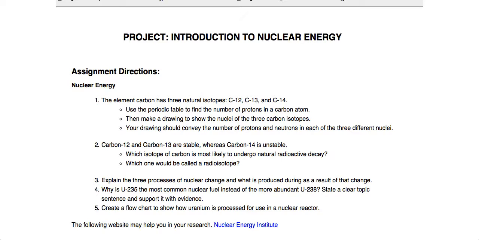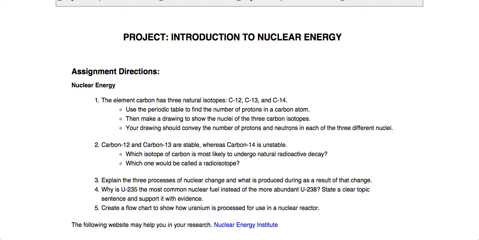Okay, so the first question: the element carbon has 3 natural isotopes: carbon 12, carbon 13, and carbon 14. What you're going to do is use the periodic table to find the number of protons in a carbon atom. You're then going to make a drawing to show the nuclei of the 3 carbon isotopes, and your drawing should convey the number of protons and neutrons in each of those 3 different nuclei.